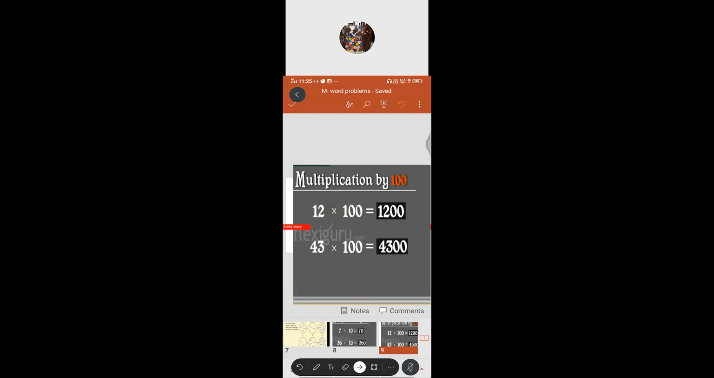Here 43 multiplied with 1. So 43 ones are 43. So 2 zeros are there. As it is, you add them to that product. That means 43 multiplied with 100 is 4,300. This is an easy step to multiply, isn't it? So in this way, we can simplify our multiplication. Next, we'll see the 1000 series.